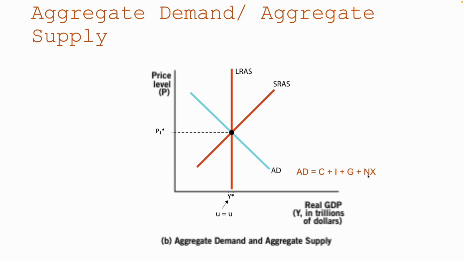And then what other countries demand of our goods and services here in the United States is represented by this NX. It stands for net exports. So if we add together the demand from consumers, businesses, governments, and other countries, we get demand for all goods and services in our economy.